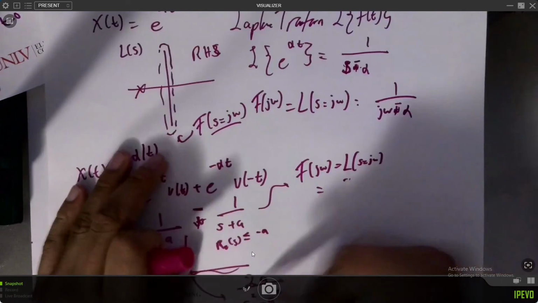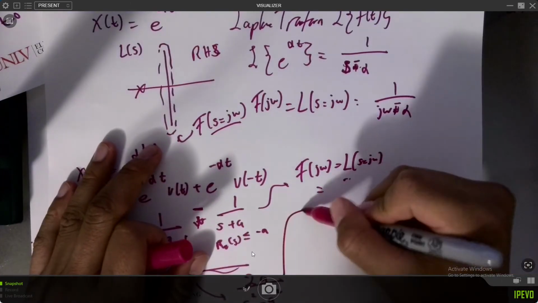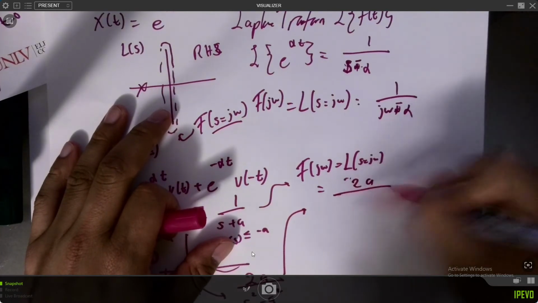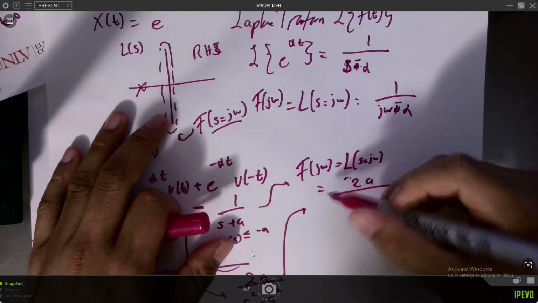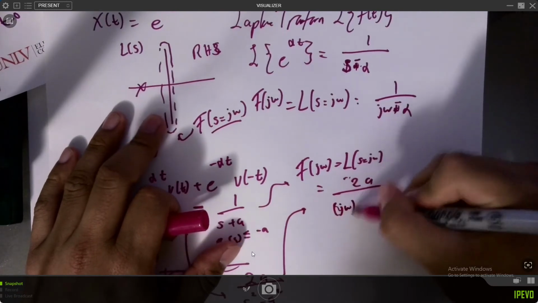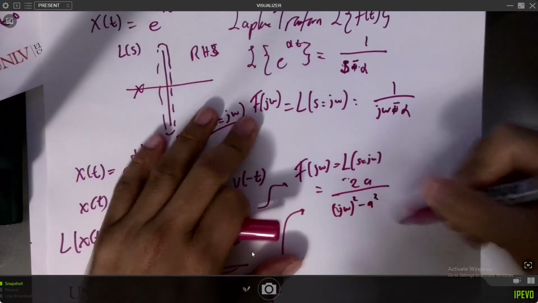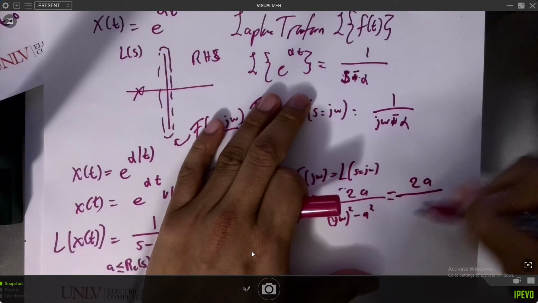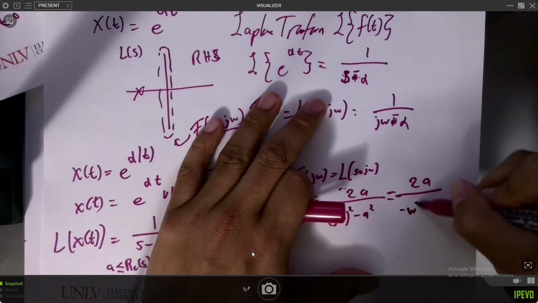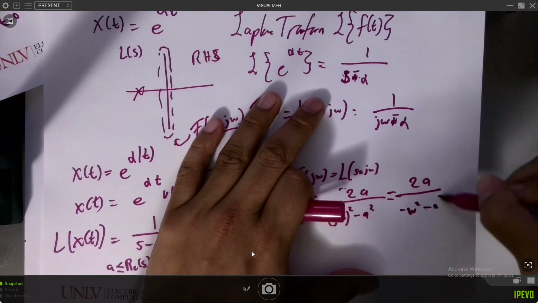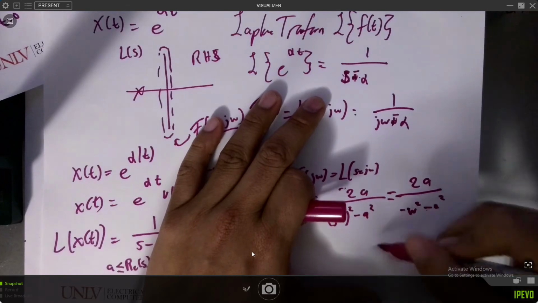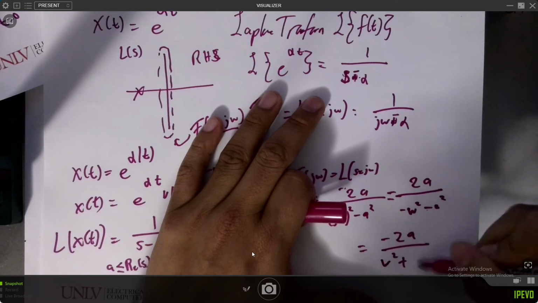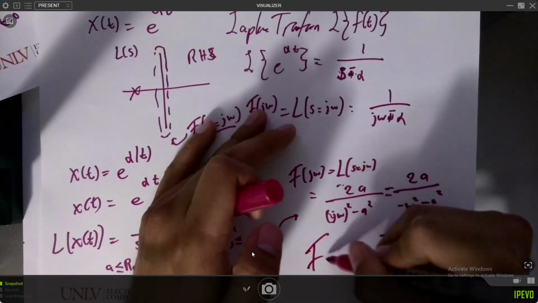So now that we have this, we're going to get the spectrum, the Fourier transform itself, and just replace all the s's with j omega, and then you get 2 alpha over j omega squared minus alpha squared, and then that's equal to 2 alpha over minus omega squared minus alpha squared. And because we don't like these minuses, you can write minus 2 alpha over omega squared plus alpha squared. That's your Fourier transform.